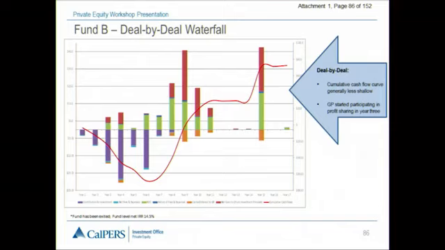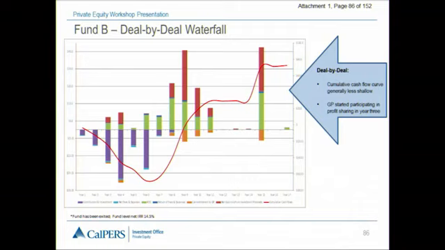Moving to the next slide, what we wanted to do here was show the actual annual cash flows for these various funds. On the first page, you see here Fund B. This is deal-by-deal waterfall. The bar charts are the annual cash flows, below the line, negative, above the line, cash coming back to us. The red line is the cumulative cash flow of the fund, or what we call the J curve. You can see on a deal-by-deal waterfall that the profit participation for the general partner happens earlier in the life of the fund.